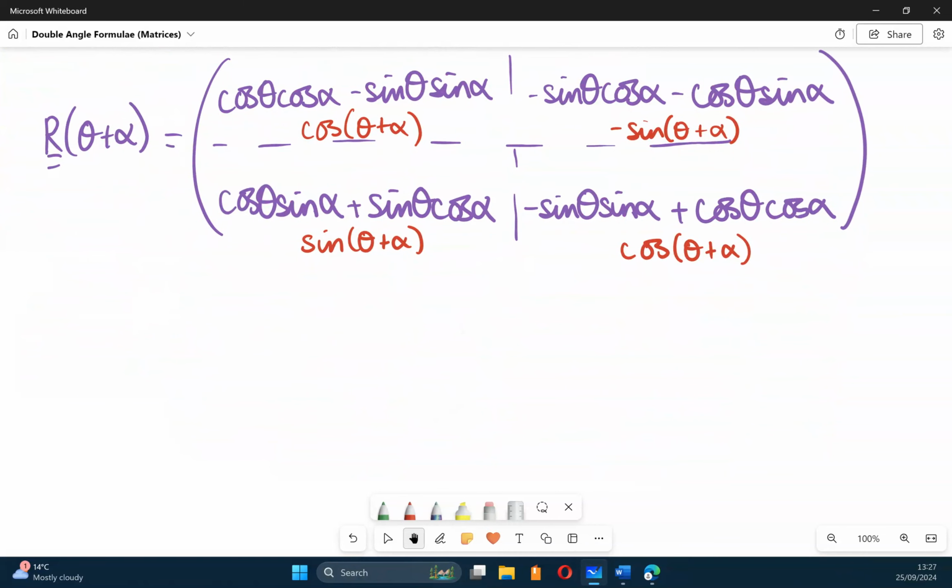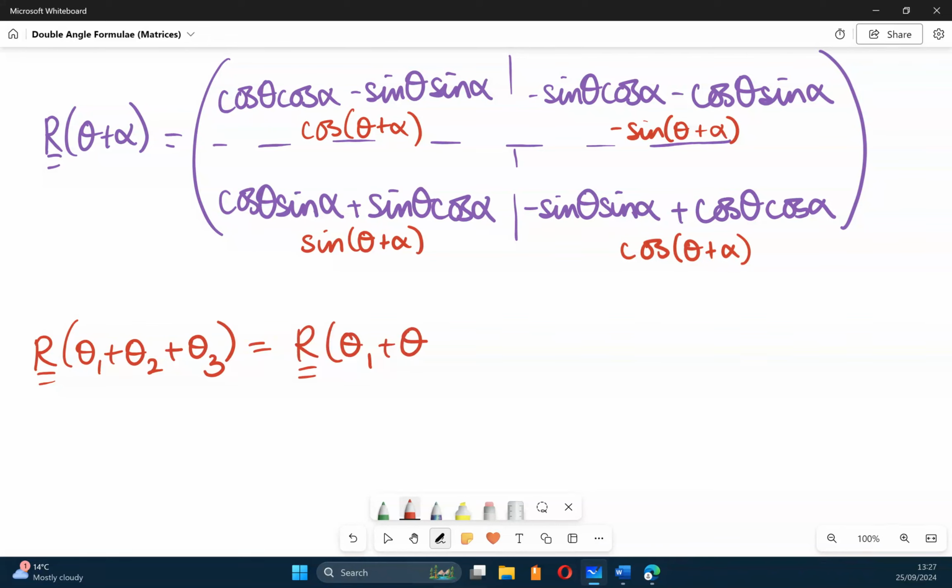Now, what can we do? It's always interesting to see what can we do with these properties that we found and this new information that we've learned. Well, one thing is we could say that R of theta 1 plus theta 2 plus theta 3, well, we could break that down into R of theta 1 plus theta 2 times R of theta 3.